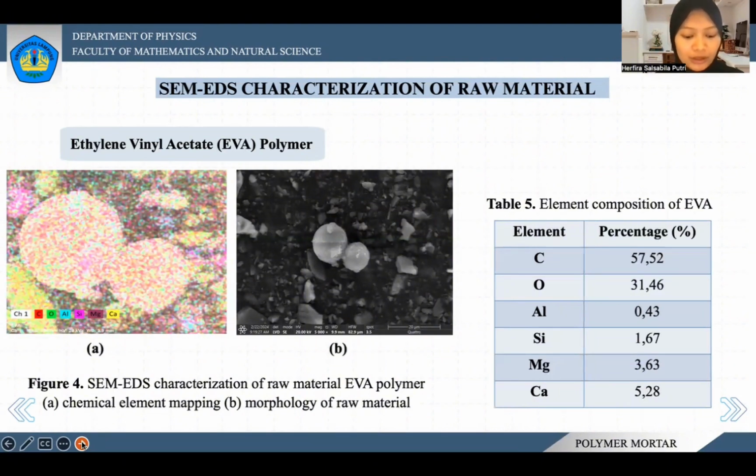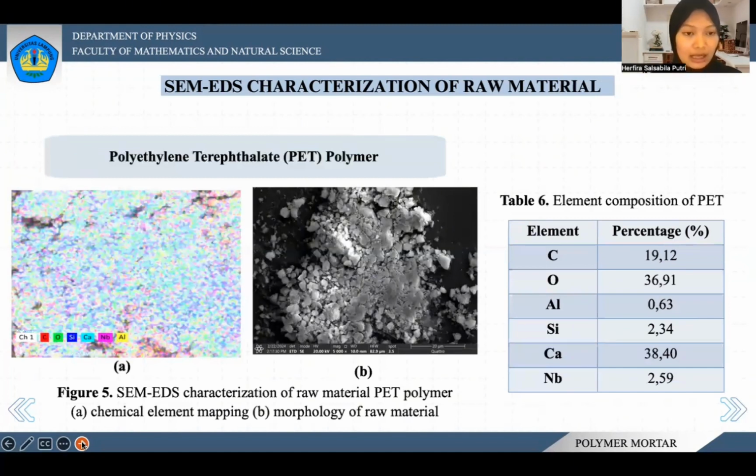The EVA polymer has its dominant element Ca in yellow, purple as the Si element or silicon element, and magnesium marked in magenta. The EVA polymer element composition is C at 57.52%, O at 31.46%, aluminum at 0.43%, silicon at 1.67%, magnesium at 3.63%, and calcium at 5.28%. And this is about the PET.